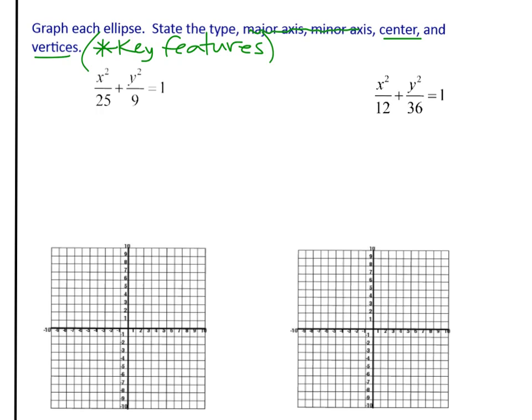We have x squared over 25 plus y squared over 9 is equal to 1. Notice the bigger denominator is underneath the x squared. That means our major axis would be the x-axis, and this is going to be a horizontal ellipse.